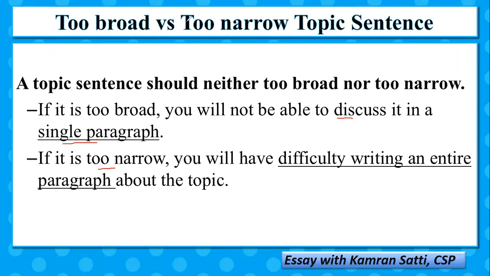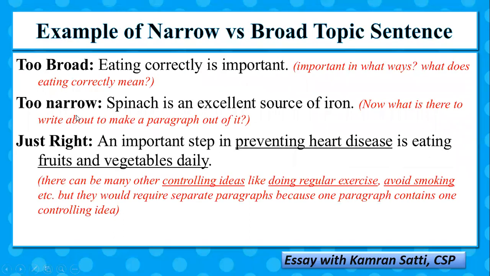So your topic sentence should be an ideal scenario, and how can you achieve it? By writing a topic, and then by making sure that the controlling idea gives you enough space to write a paragraph. Now here is an example of too narrow versus too broad topic sentence. This is a too broad topic sentence: Eating correctly is important. In this particular sentence, this is too broad.